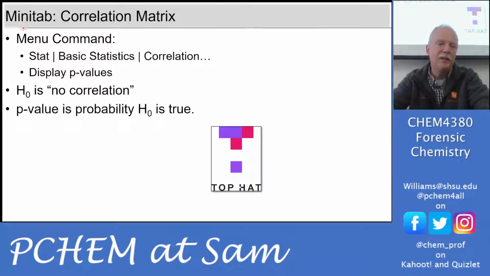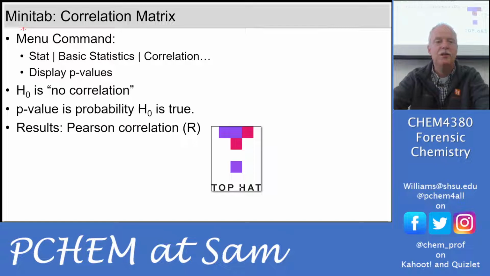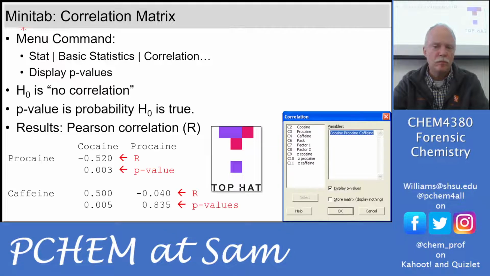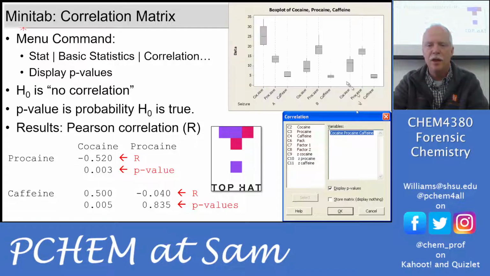And the p-value is the probability that the null hypothesis is true. And the results include this Pearson correlation coefficient. So this is a different R than what we got from our regression analysis. This is actually telling us kind of like the coefficient m, like the slope value. And this is the dialog box that you get. You grab all 3 variables, and it'll do all 3 combinations of cocaine, procaine, and caffeine. And this is our table that we get here.